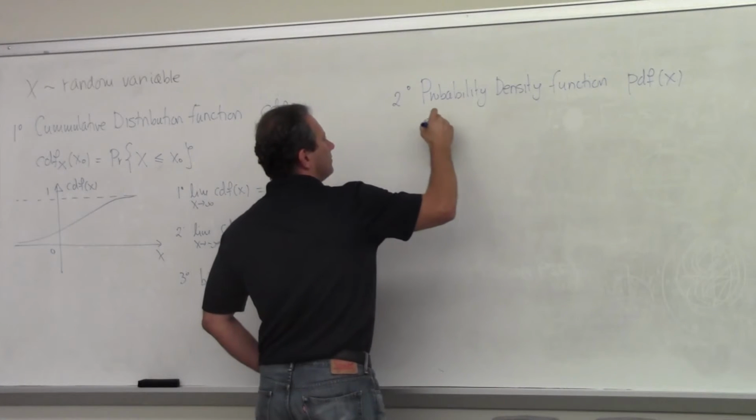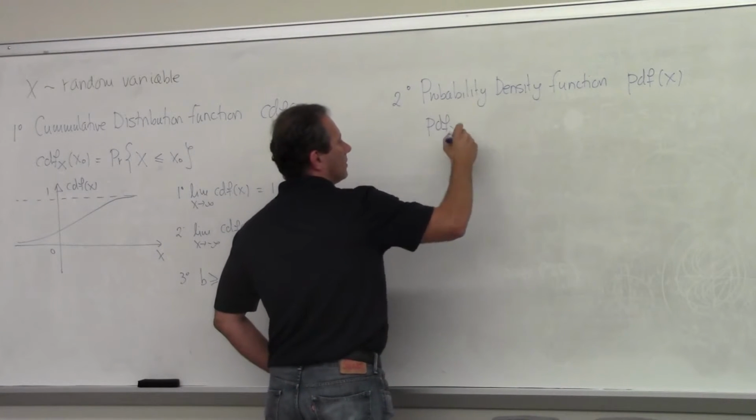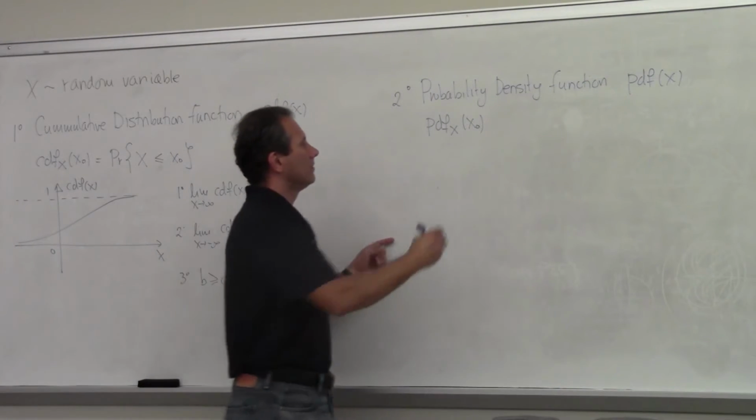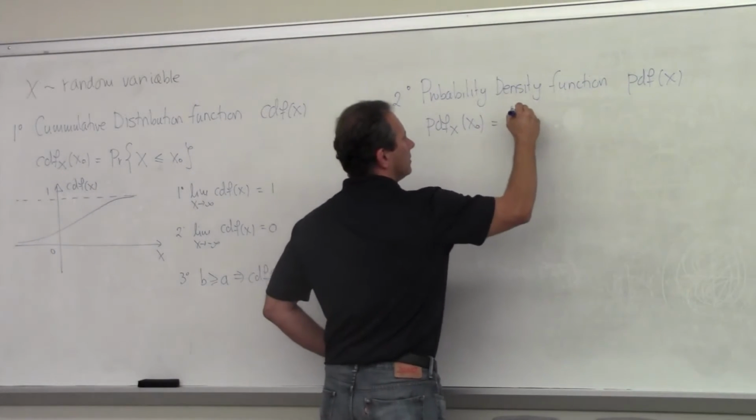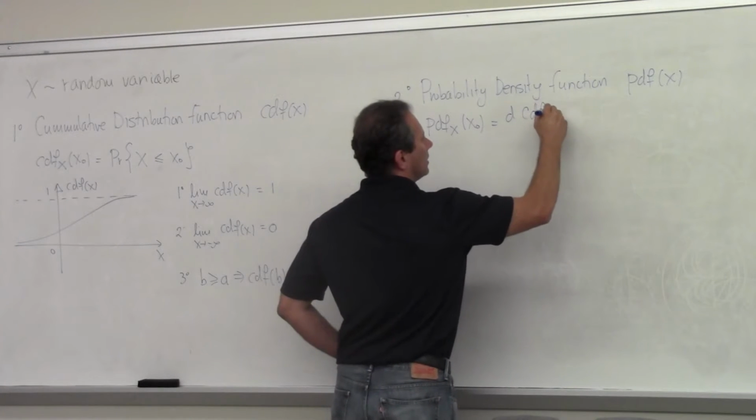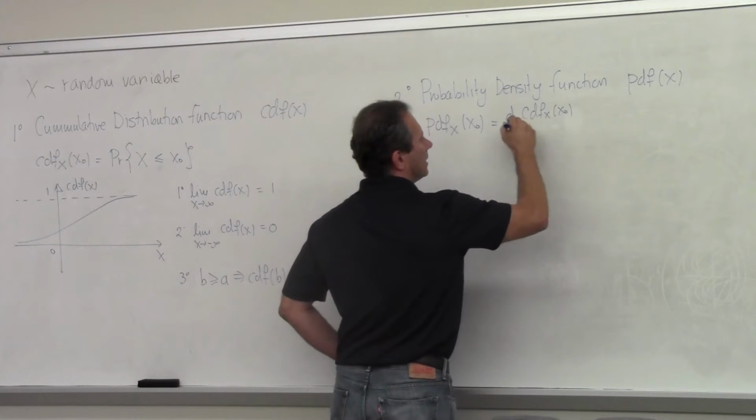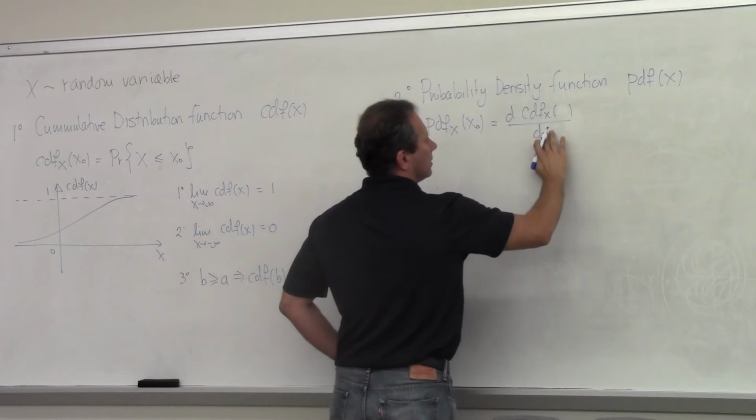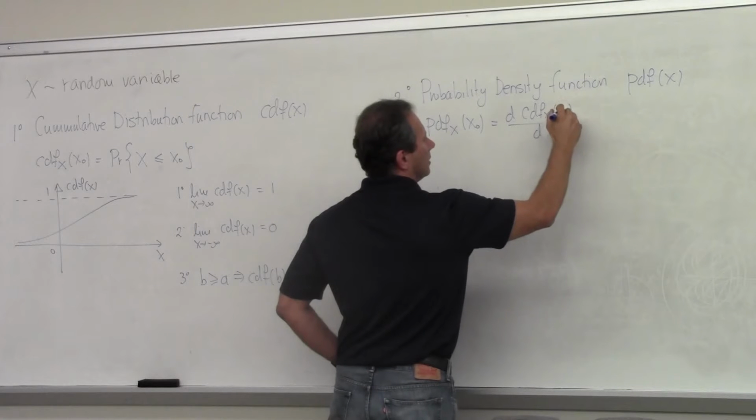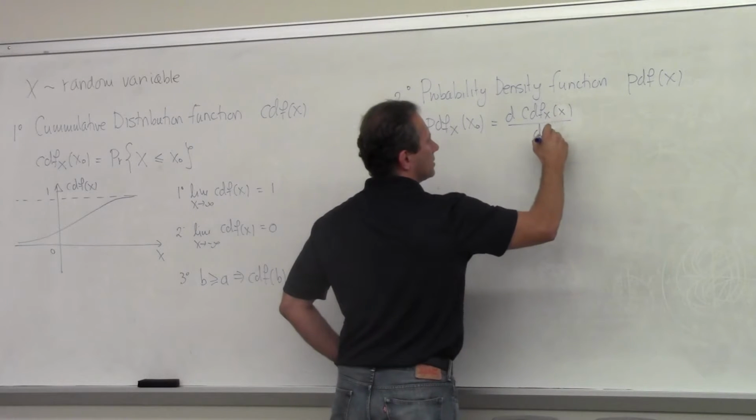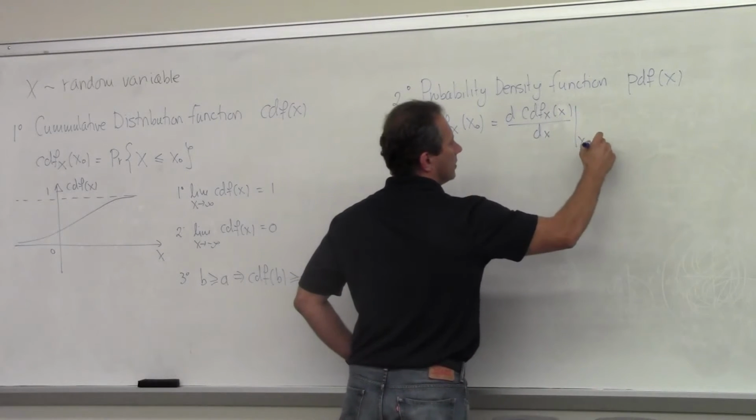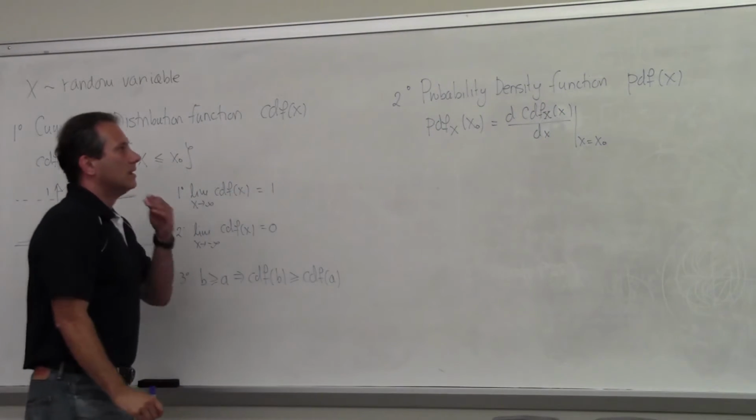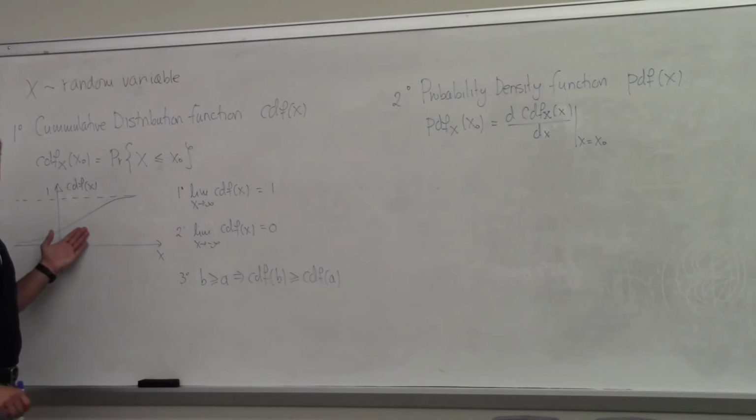Here, PDF of random variable x at a given value x0 is the derivative of CDF of that random variable at the point x0. This is capital, small case when x is equal to x0. So this one is the capital random variable. What is it? It's the derivative of this function, right?